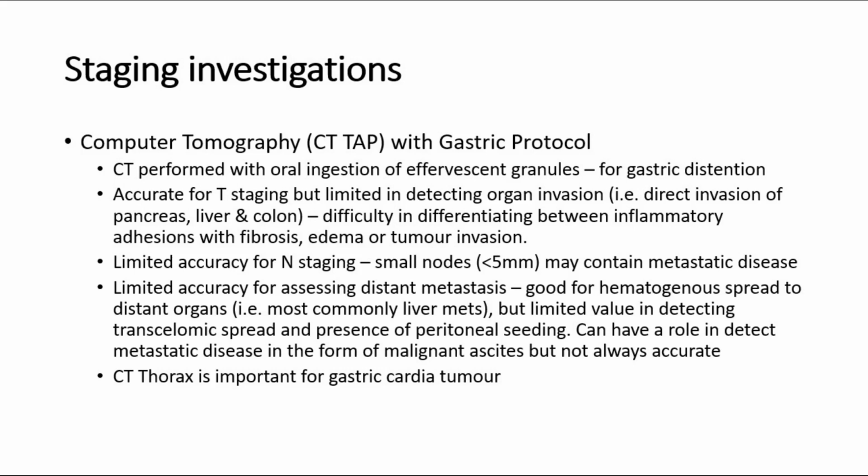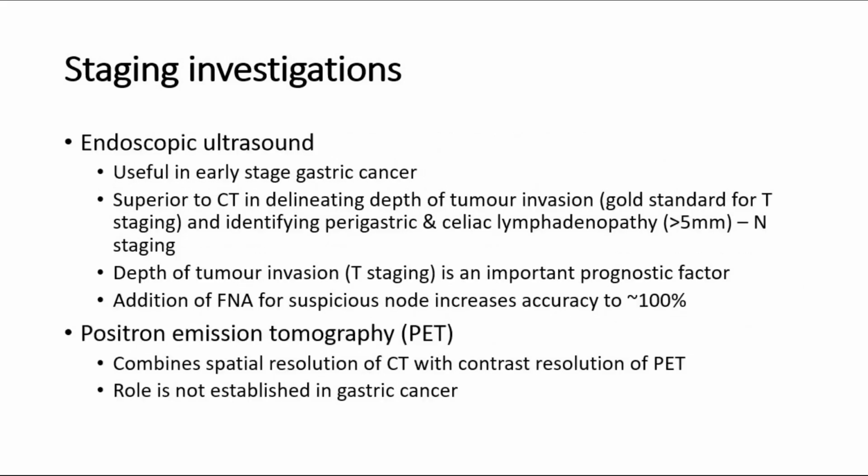CT thorax is important for gastric cardia tumor. Endoscopic ultrasound, useful in early stage gastric cancer. Superior to CT in delineating depth of tumor invasion, gold standard for T staging, and identifying perigastric and celiac lymphadenopathy in N staging. Depth of tumor invasion, T staging, is an important prognostic factor. Addition of FNA for suspicious node increases accuracy to around 100%.